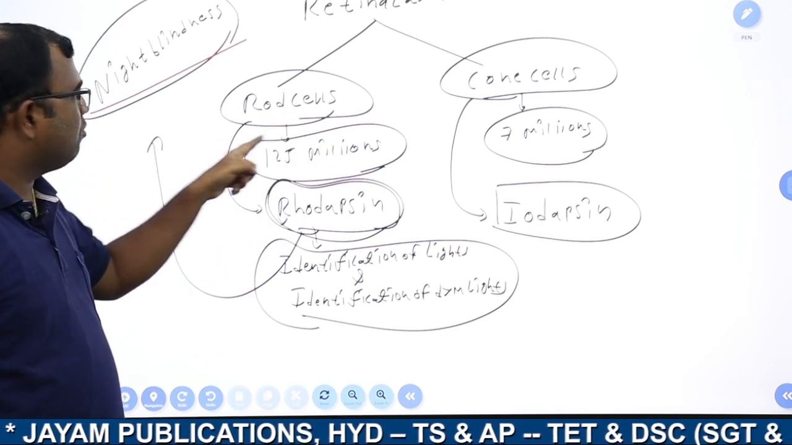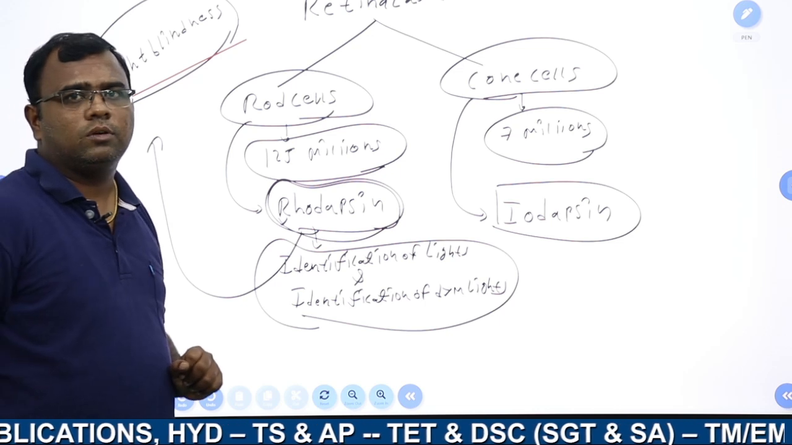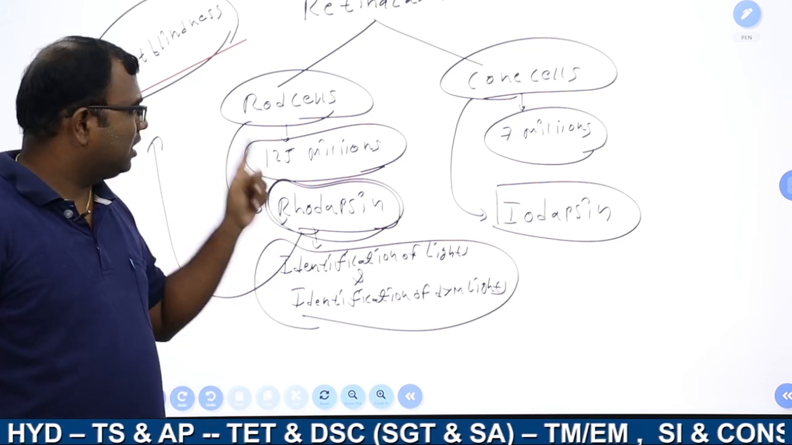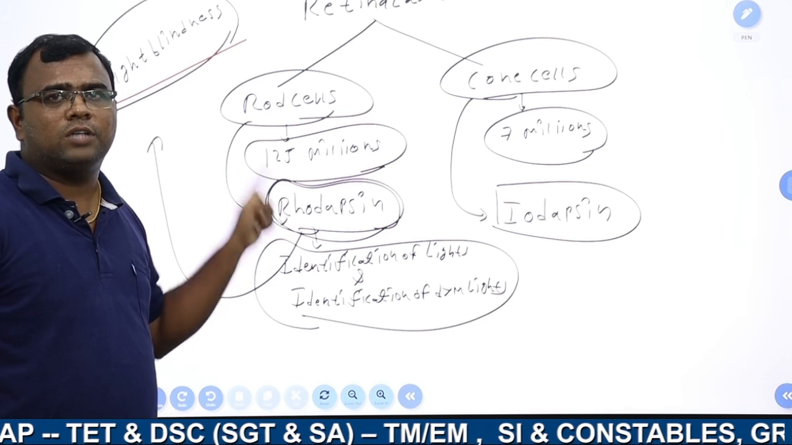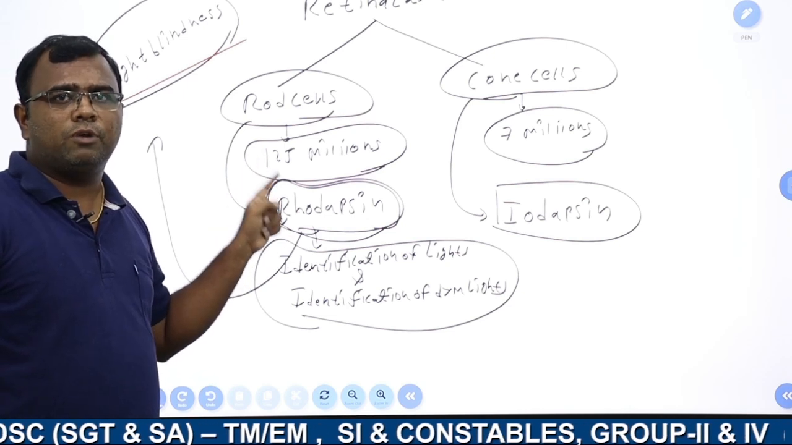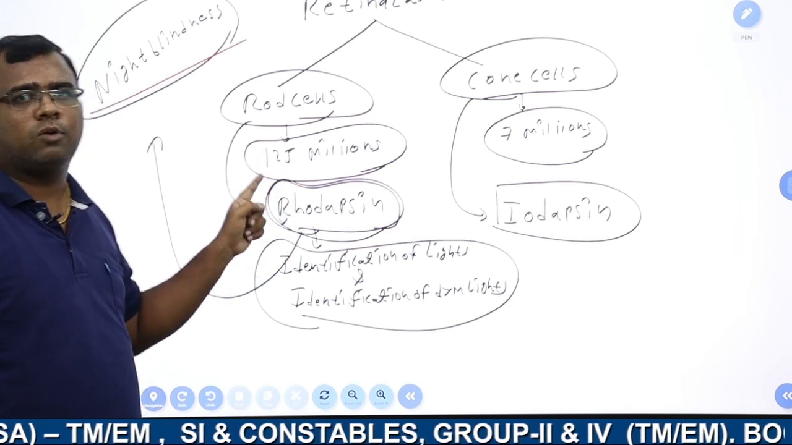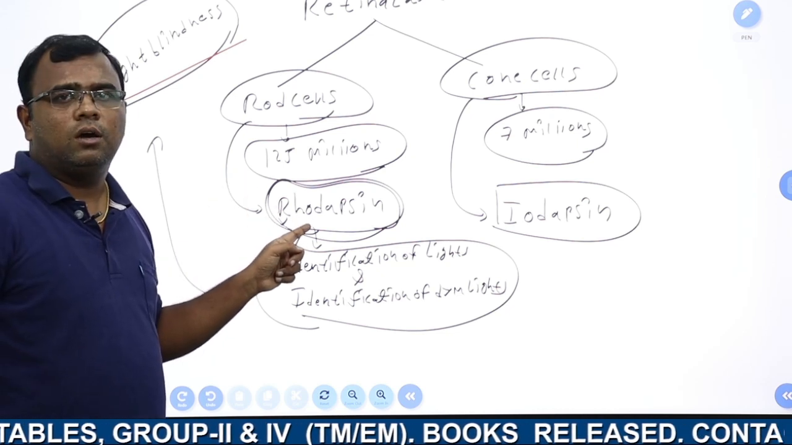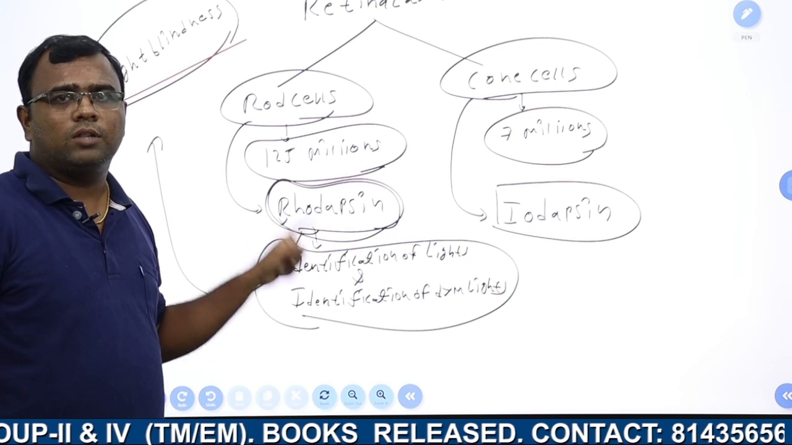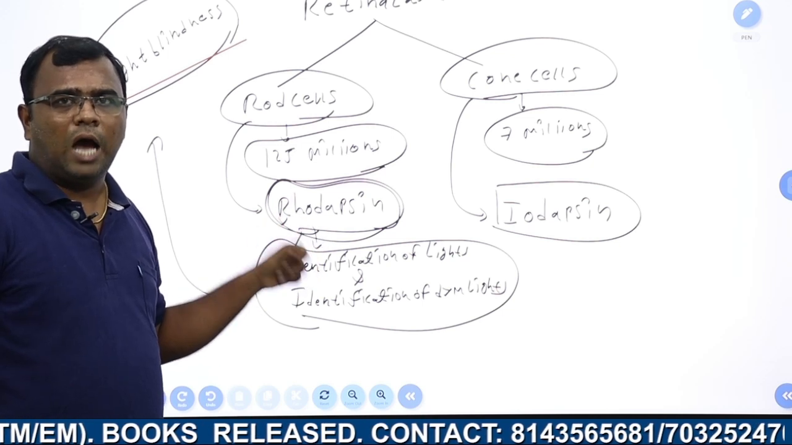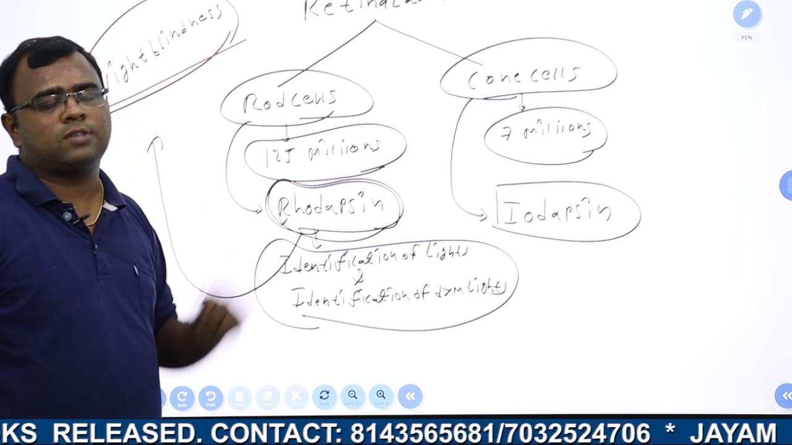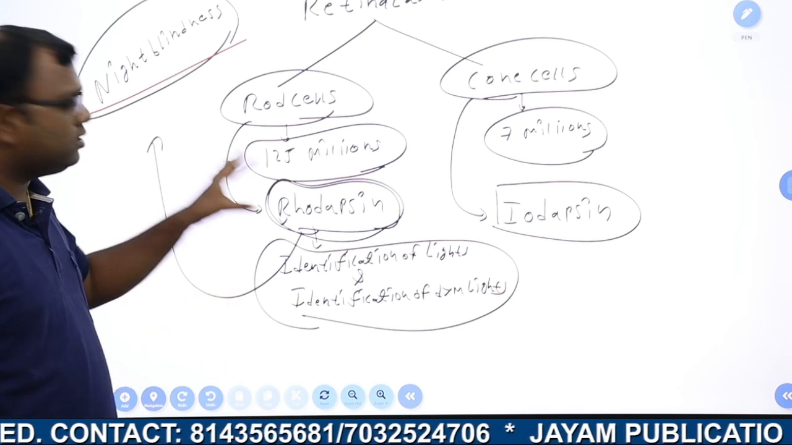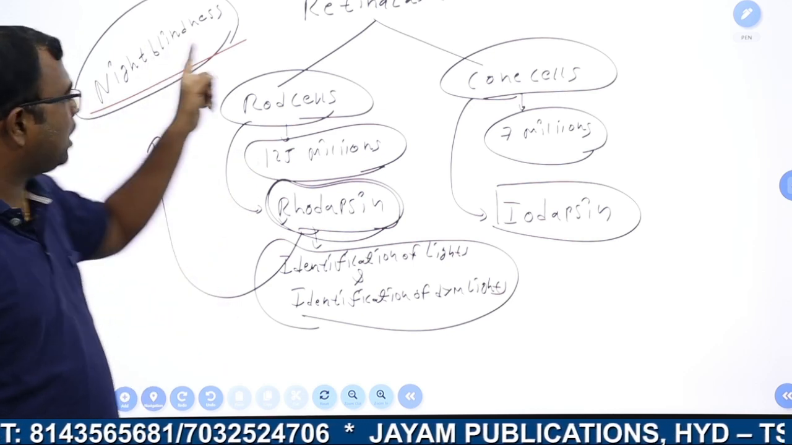The rod cells are 125 millions. These are more in number. The rod cells are produced from one pigment, that is also called rhodopsin pigment. The rhodopsin pigment is used for identification of light and identification of dim light also. The deficiency of rhodopsin pigment causes night blindness disease.